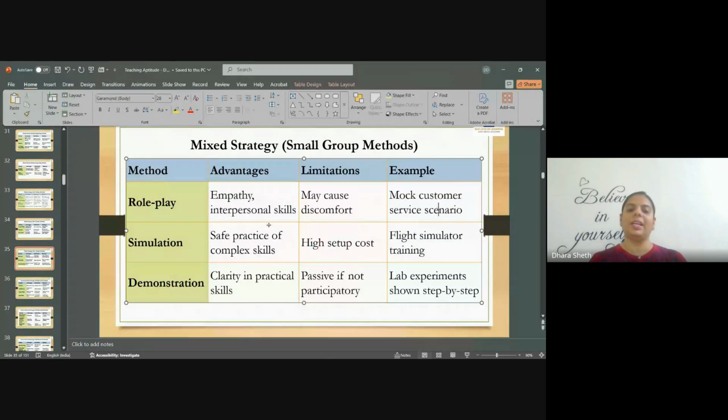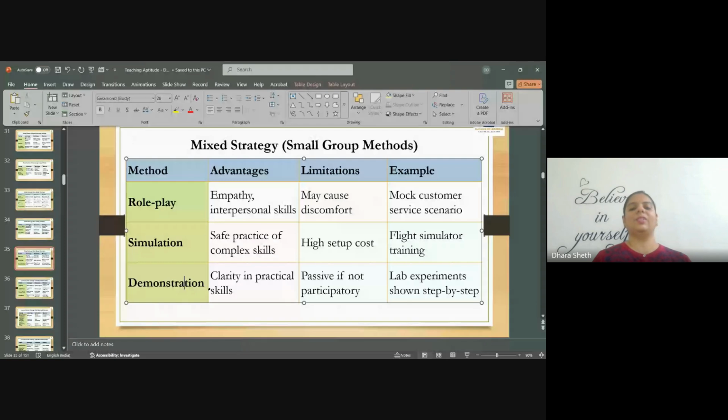So mixed strategy. Simulation. Simulation is where something in real life is copied and you do a practice. Like a pilot would fly the plane in a simulated environment, or astronauts are trained in a simulated environment before they are actually sent to space. So the cost setup is high. The example is flight simulator training.